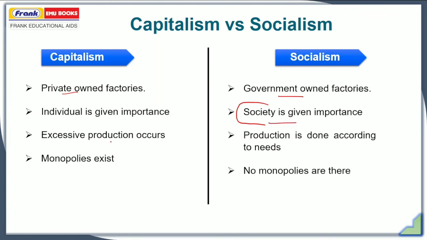Excessive production occurs because the motive of profit is always there, but in socialism, production is done according to the needs, considering the welfare of nature. Now coming to the monopolies. So in the capitalism, monopolies exist. Yes, they do exist, but in socialism, no monopolies are there because no private players are there. All the things are being produced by government and for the purpose of state welfare, not for the purpose of profit.